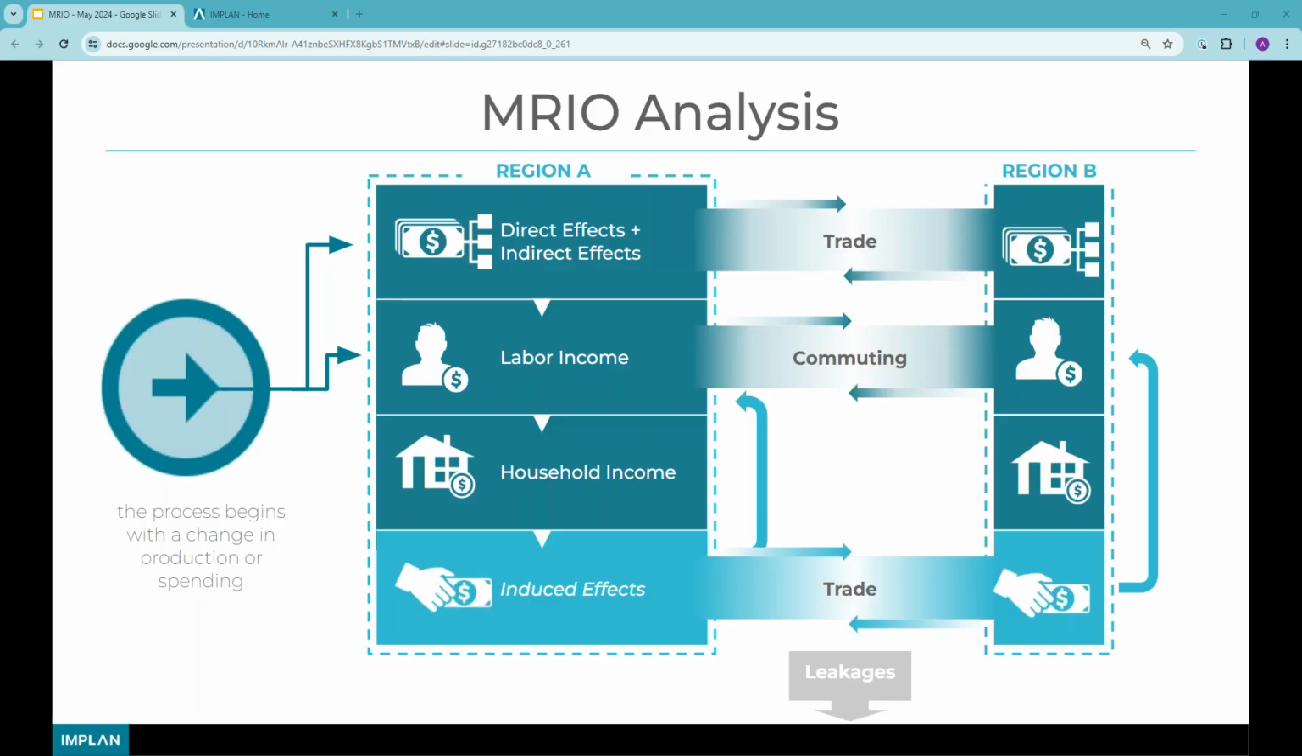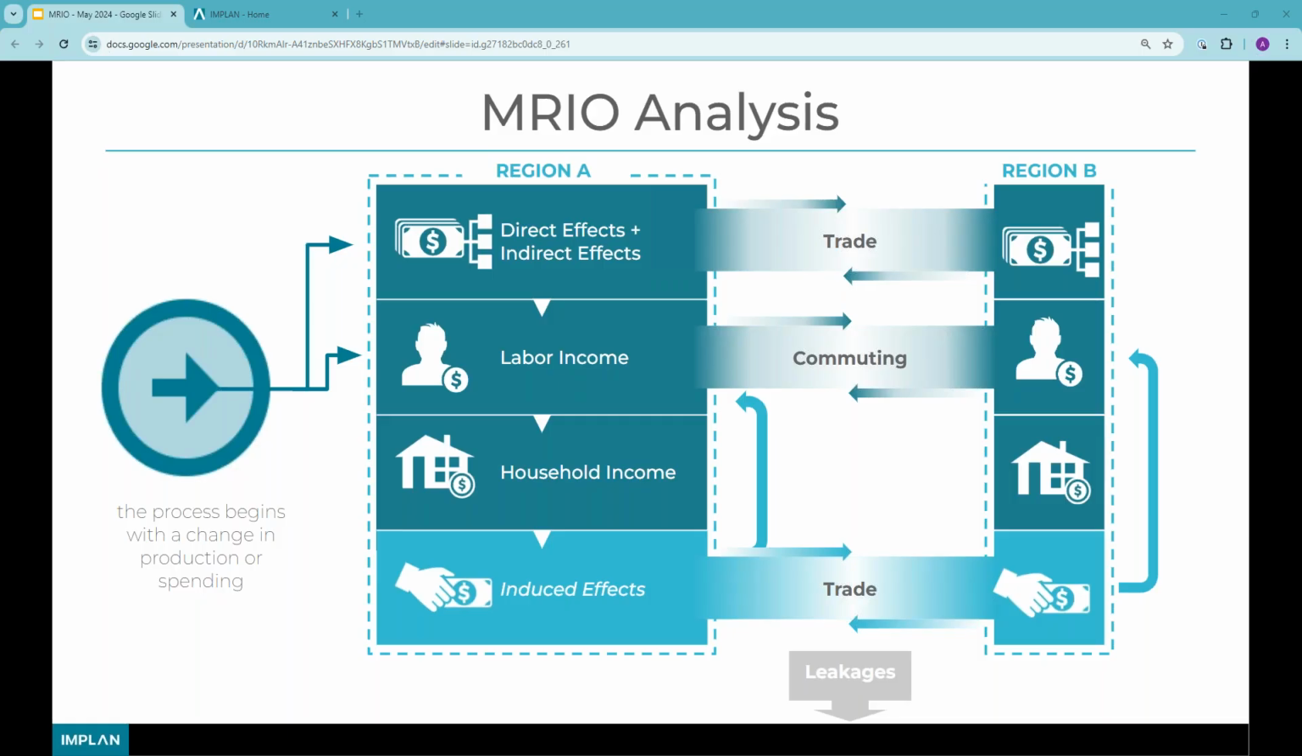We know that some of the workers in our directly impacted industry and our indirectly impacted industry also live in Oklahoma, but they work in Texas. So now, because we've linked up Oklahoma or region B, we're going to capture the spending of those workers in Oklahoma. And then lastly, we can see the induced effect trade that happens when our households in Texas purchase goods that were produced in Oklahoma.